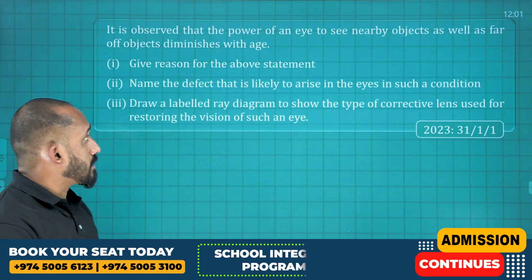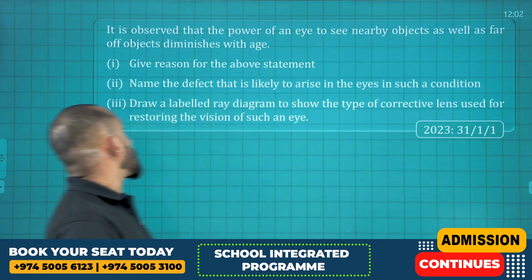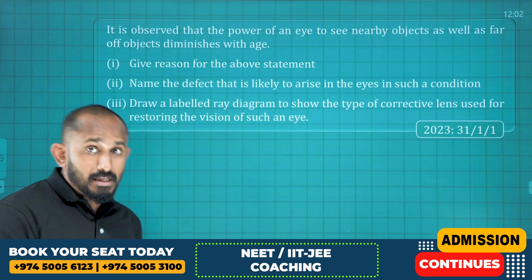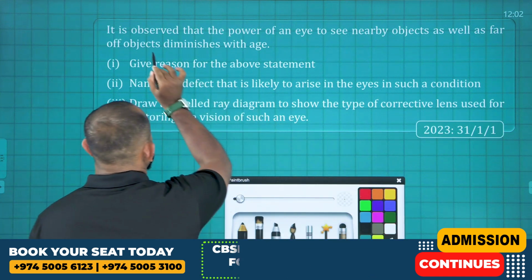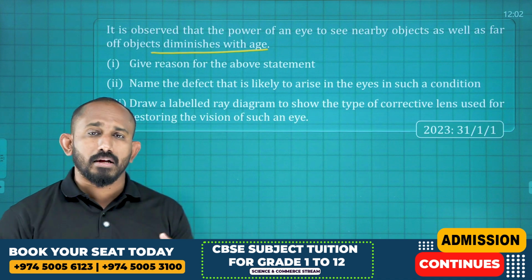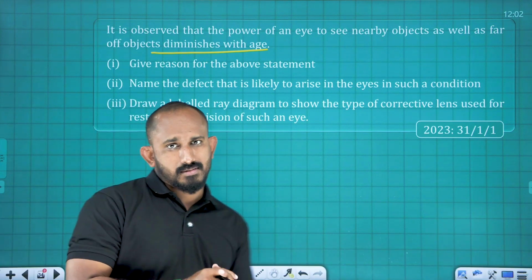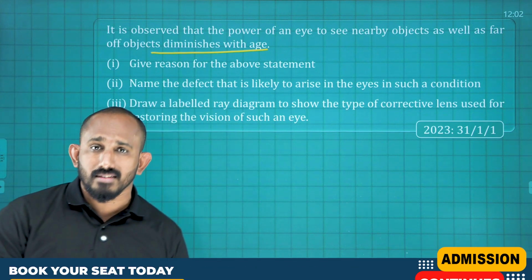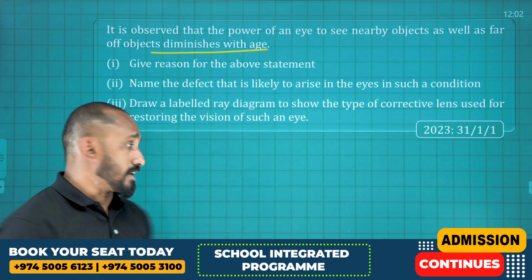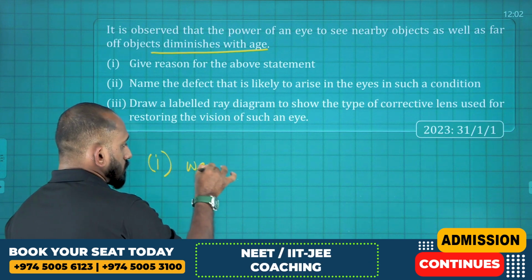It is observed that the power of an eye to see nearby objects as well as far off objects diminishes with age. So the ability, or accommodation, decreases. Ciliary muscles weaken. Give reason for the above statement. So what is the reason for that? The weakening of ciliary muscles. So the first answer is weakening of ciliary muscles.